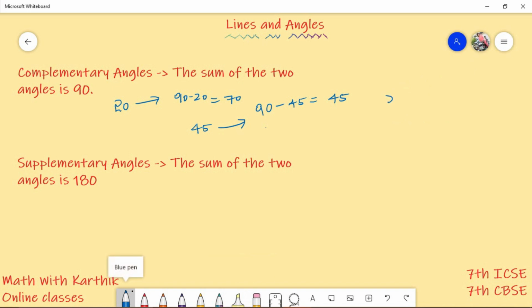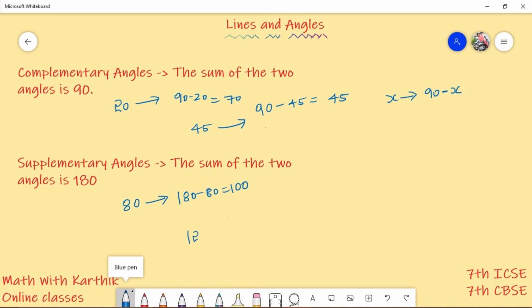Suppose one angle is x, then the other angle will be equal to what? 90 minus x. The same follows here, but instead of 90 you need to take 180. Suppose one angle is 80, then what will be the other angle? That is 180 minus 80, that is 100.